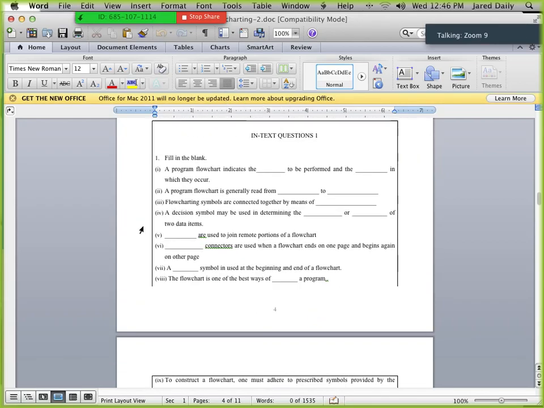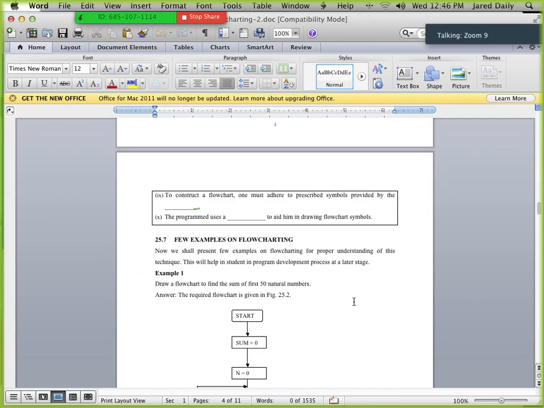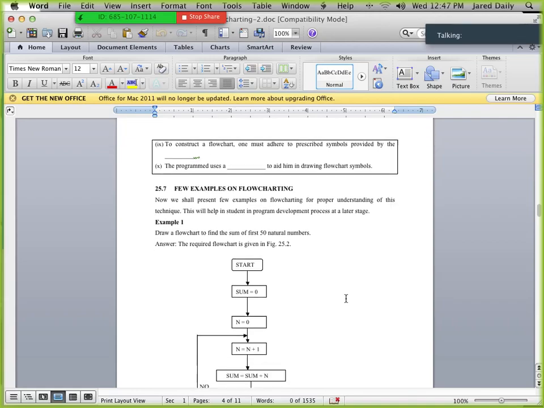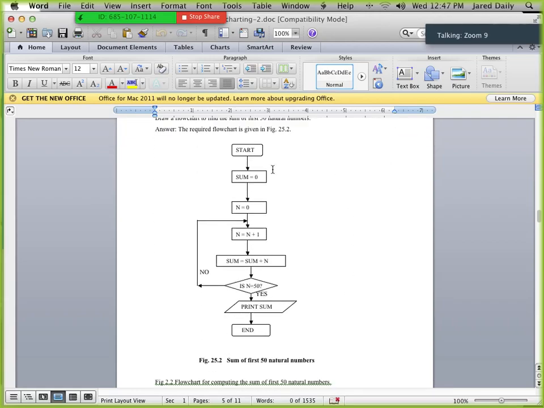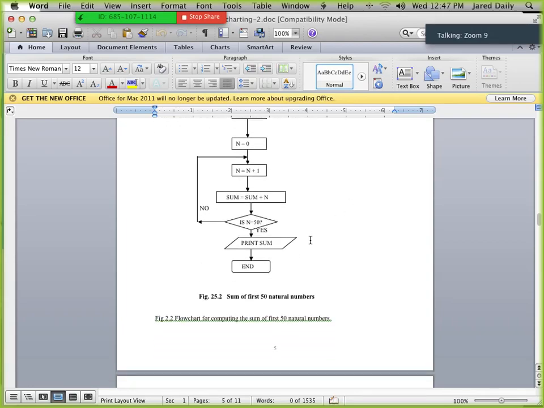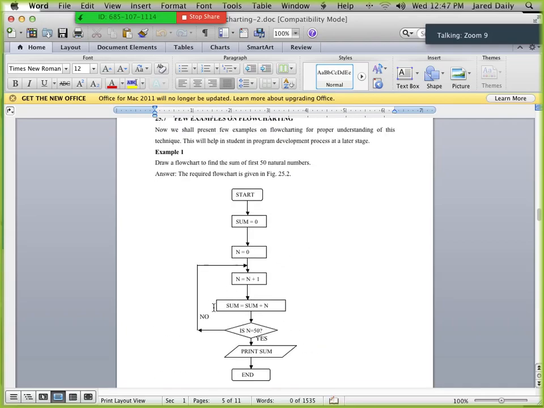Then they have some questions for you to answer. You're supposed to fill these in and try to get the right answer from the reading. It's not that hard. You can either type them in or you can write them in and scan it to me or take a picture and upload it or whatever. And then they give you a nice little example of a very simple program, an adding program. Sum of the first 50 natural numbers, right? Notice here that they have a flow line that leaves the flow and loops back around and comes back into the flow at an earlier stage. This is what we call a loop, and this happens all the time in programming and in flowcharts.